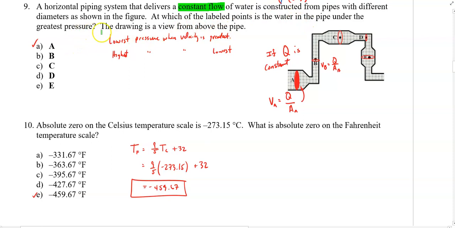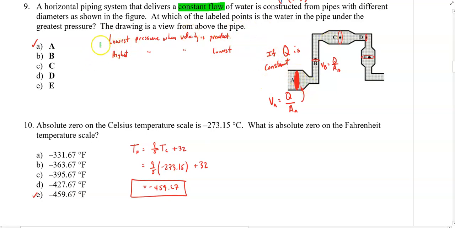under the greatest pressure. So if we're viewing from above the pipe, now this is something that we can easily overlook here. Some people will look at this diagram and think that this is a side view of the system where point A is at a low point and point C and D are at a high point. And so that could be a bit misleading. We're looking over top of this and assuming that the water is essentially a horizontal flowing system.